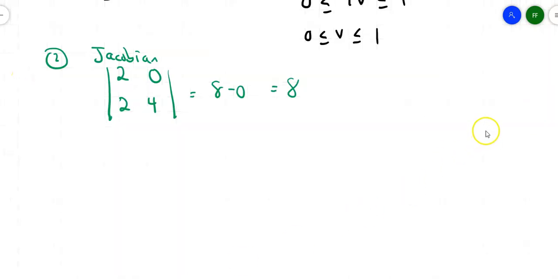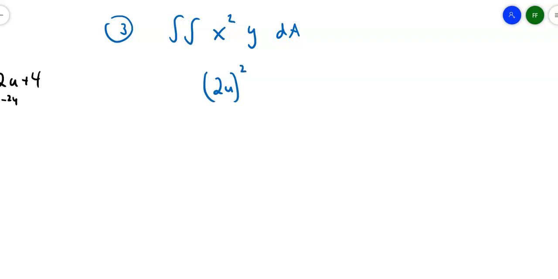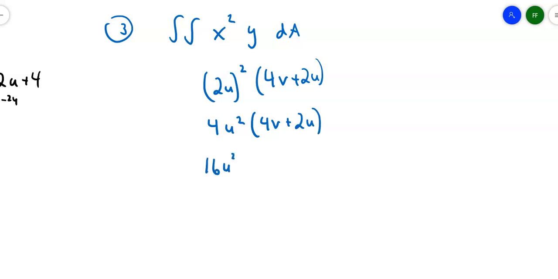So my third step will be to take that double integral of x squared y over some area and replace the x with a 2u and replace the y with the 4v plus 2u. All right, so that gives me a 4u squared times 4v plus 2u, and now distribute. I get a 16u squared v plus 8u squared times u is u to the third.